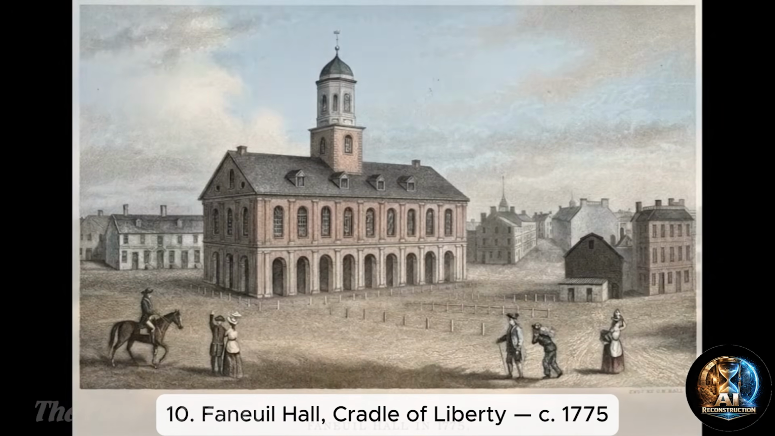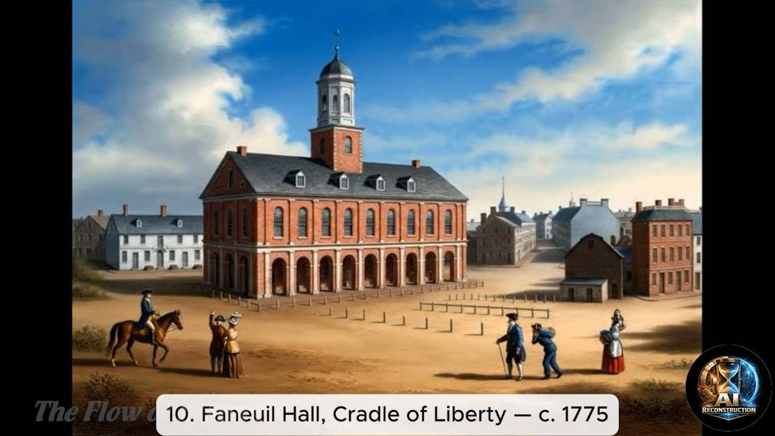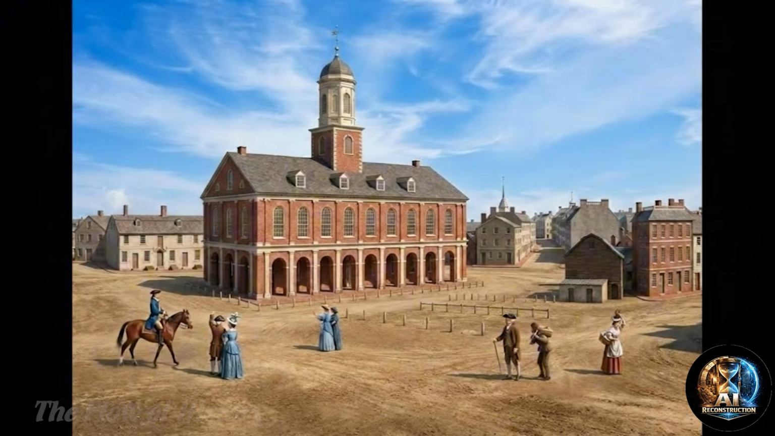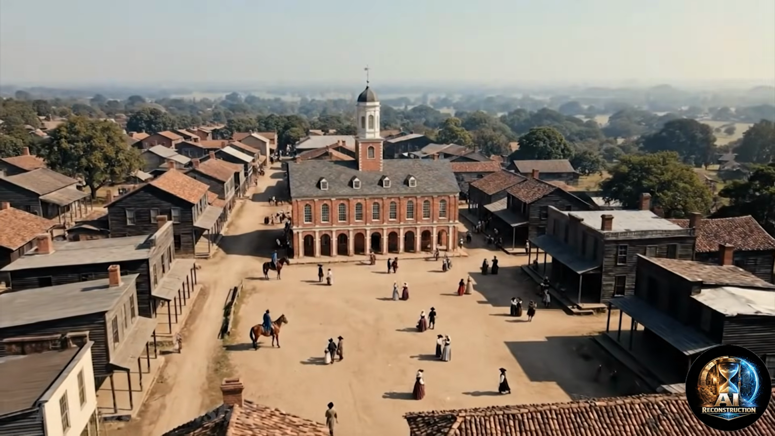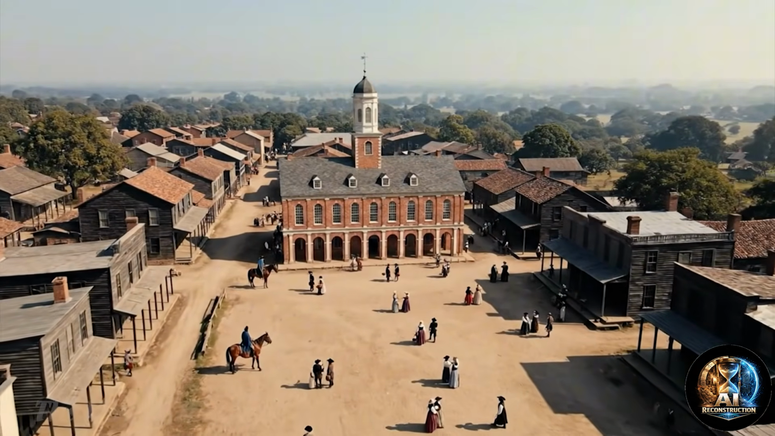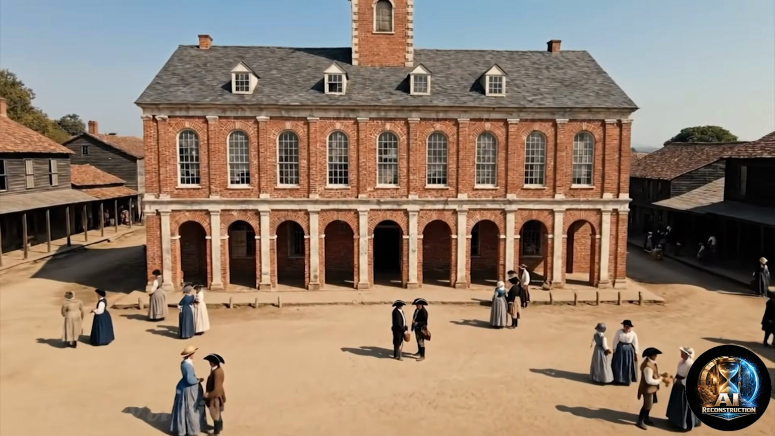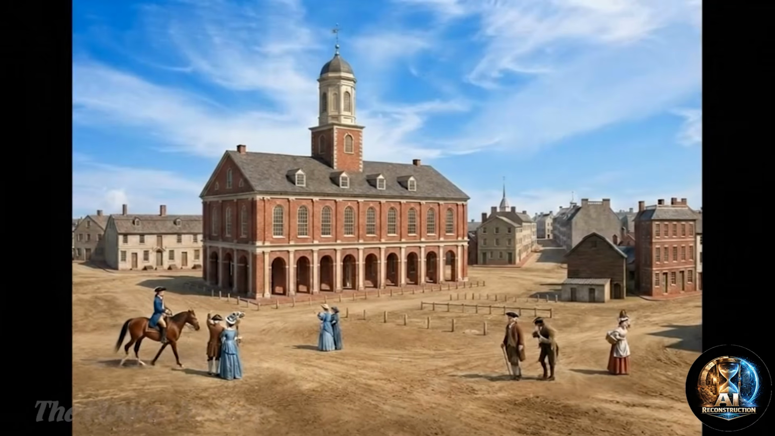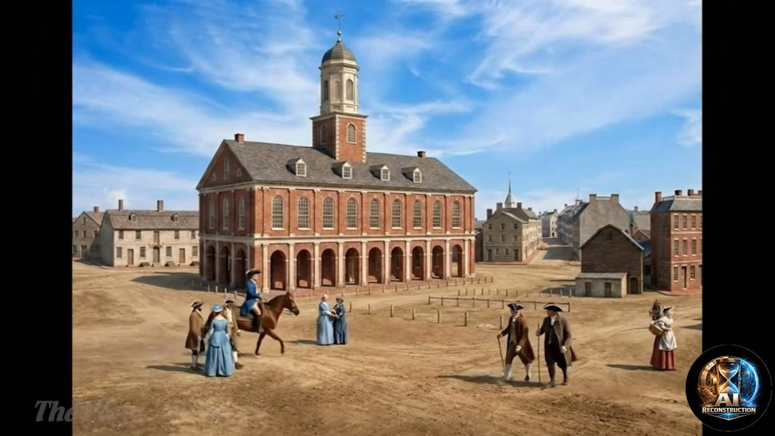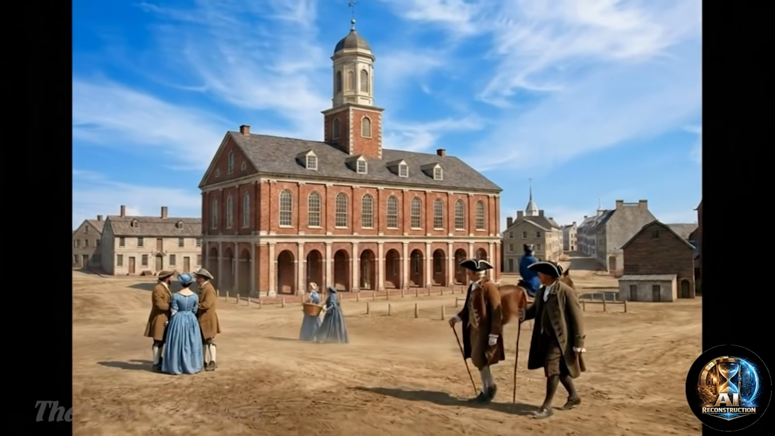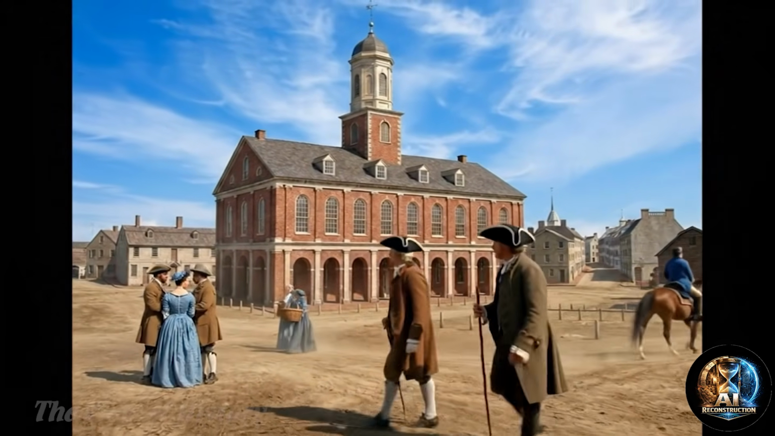Number 10. Faneuil Hall, Cradle of Liberty, c. 1775. This engraving shows Faneuil Hall on the eve of the American Revolution, capturing a building that stood at the center of Boston's civic life. Serving as both a bustling marketplace and a forum for public debate, it was a space where ordinary citizens gathered to argue over taxes, representation, and the reach of British authority.